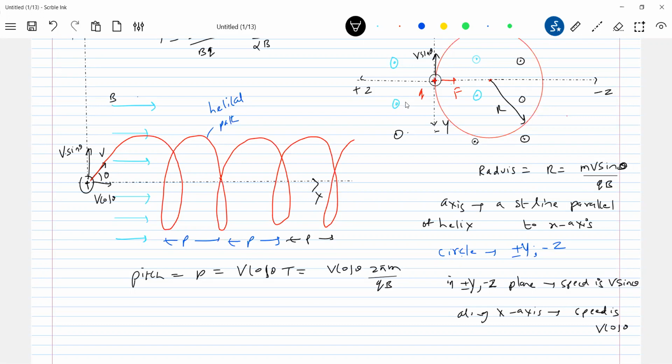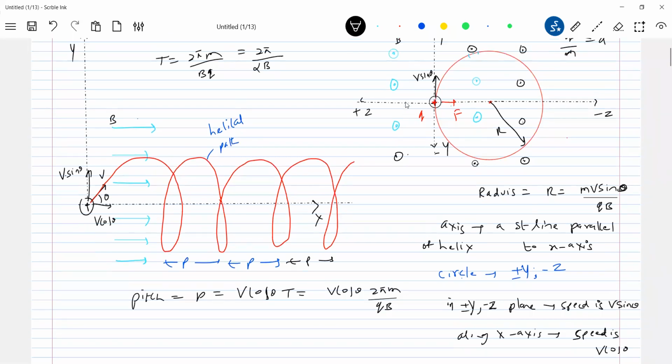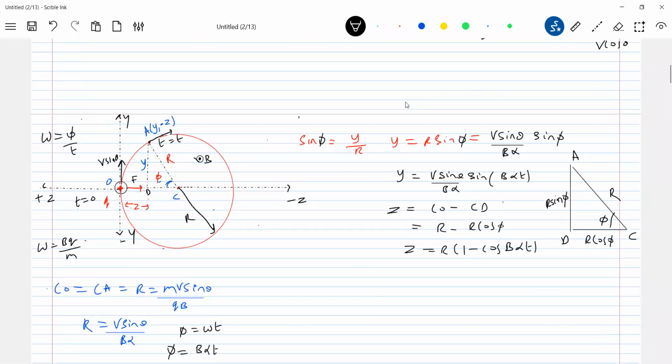So there's a very basic problem. If you can understand one problem, you can manage. Along the x-axis, because there's no external force, v cos theta will remain the same. V sin theta in the y-z plane will remain constant here. So therefore, what is the x coordinate? We can write it directly. The x coordinate should be equal to speed into time.